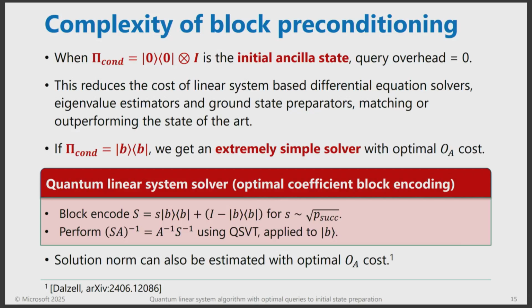Alternatively, you can also define the stretching projection to be the initial state itself. This will consume some queries to the initial state. But the result is that we get an extremely simple quantum linear system algorithm with optimal block encoding cost. Here are two sentences. First, we block encode the scaling operator using some standard tricks. Second, we perform the inverse of the rescaled linear system using QSVT, and that's it. You get a constant success probability of the solution state.